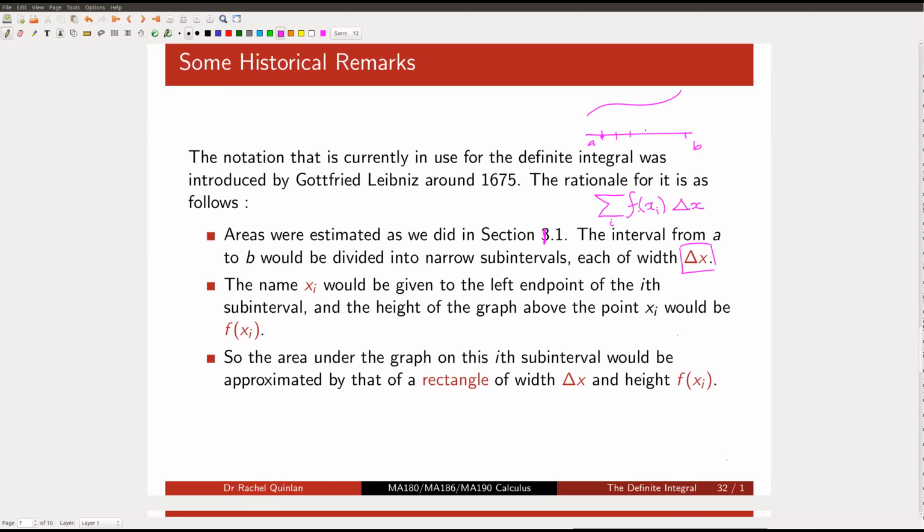You'd split the region into a bunch of subregions. x0 maybe would be the left-hand endpoint of the first one, then x1 and so on. And the width of each subregion would be delta x.